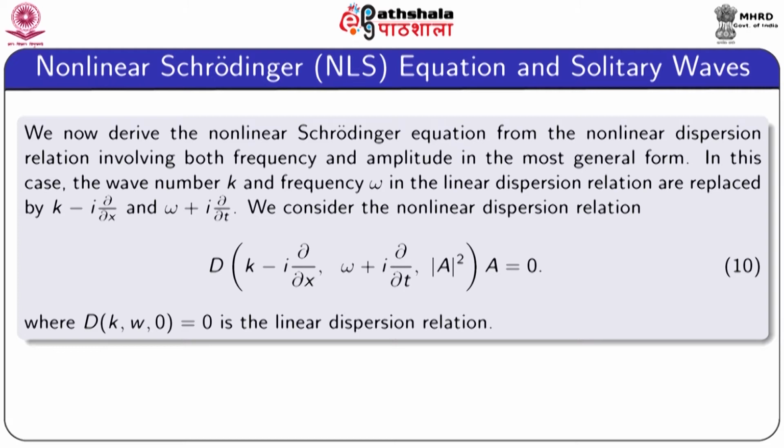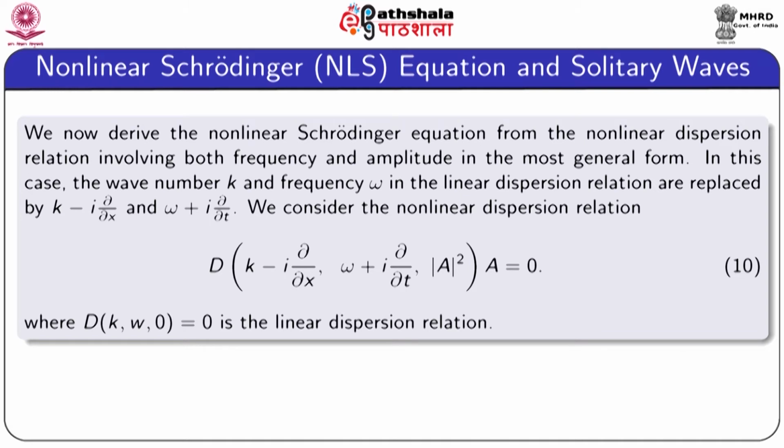Now, in this linear dispersion relation, we replace k by k minus i del del x, and omega by omega plus i del del t, and we incorporate a nonlinear term mod A square in the dispersion relation. So, the dispersion relation is given by equation number 10.